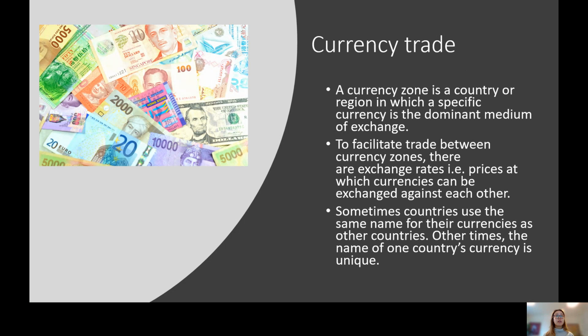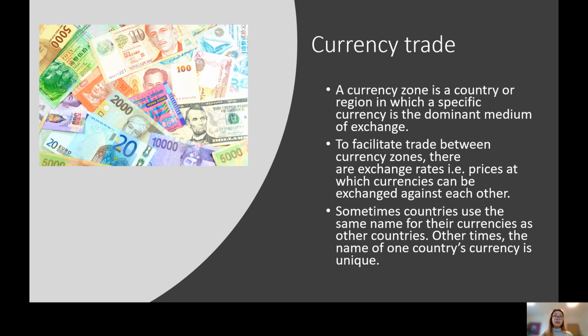Currency trade. A currency zone is a country or region in which a specific currency is the dominant medium of exchange. And to facilitate trade between currency zones, there are exchange rates. Exchange rates are the prices at which currencies can be exchanged against each other. Like we saw in that first slide, 100,000 rupiah equals about £5. And you can trade and exchange those currencies against each other.